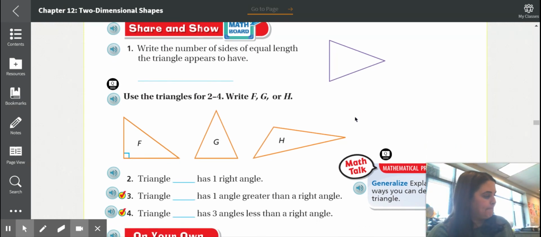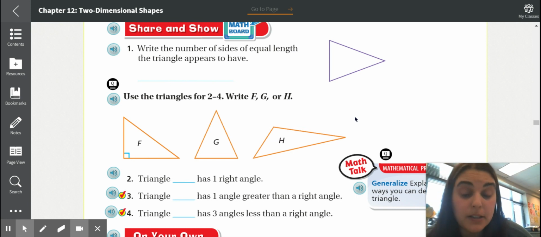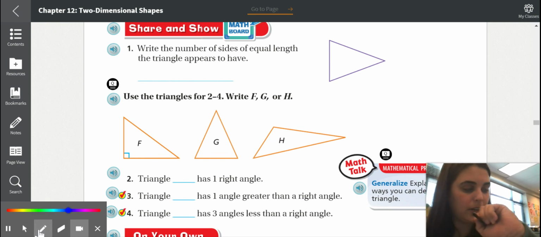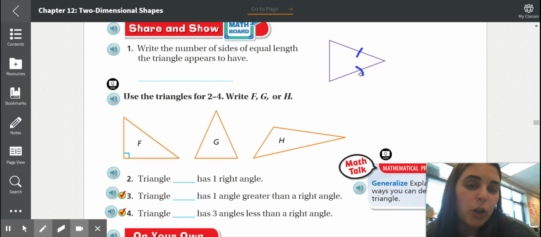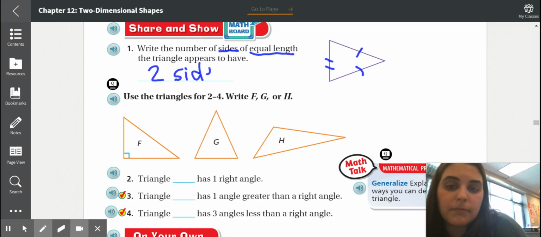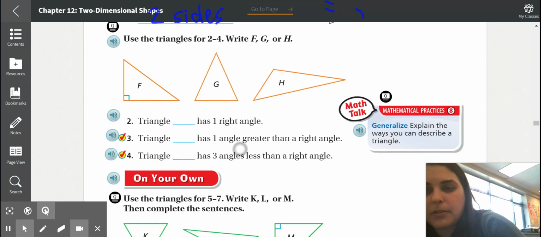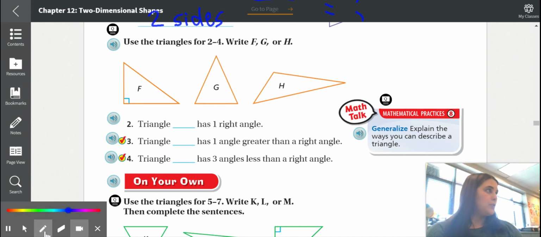Okay, number 1. Write the number of sides of equal length the triangle appears to have. If we are looking at this triangle here, this side and this side look like they're the same size. That side there, no. So how many sides are of equal length? Well, 2 sides have the same length.